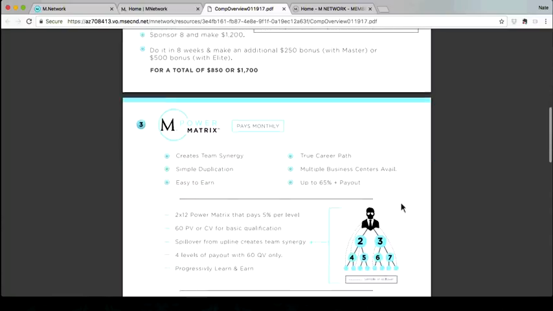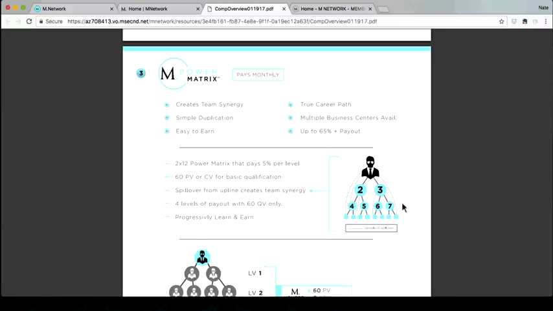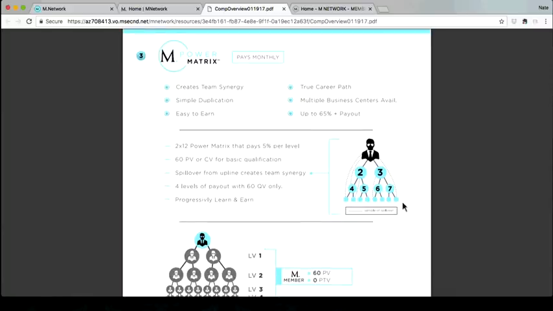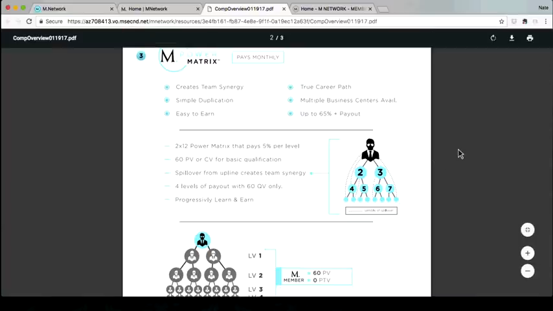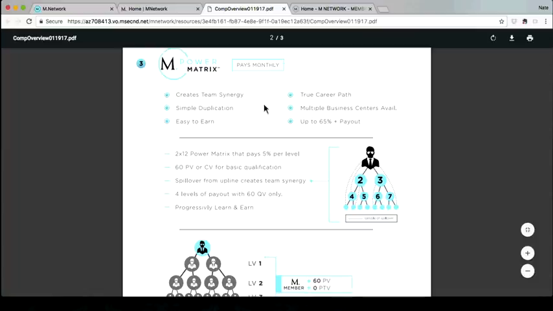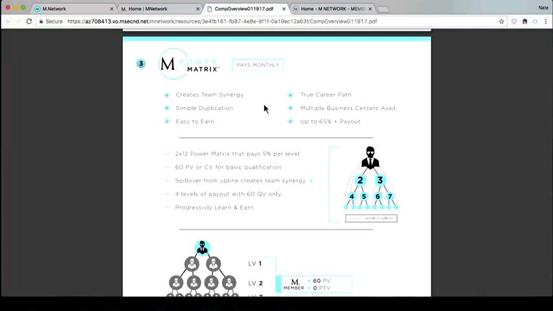Now, I think where most people want me to spend the time on the call today is here in the matrix payout. So we're going to go ahead and talk about how the matrix pays out. With the matrix payout, the reason we put a matrix in the organization, a 2x2 matrix, explained here, is that it creates team synergy. It's easy to duplicate. You can create spillover. It's easy to earn, and there are multiple business centers available.